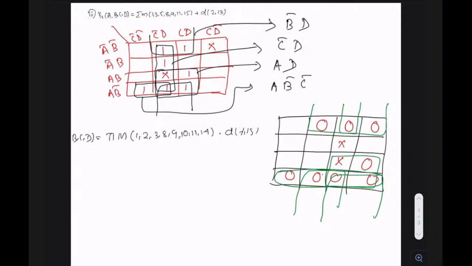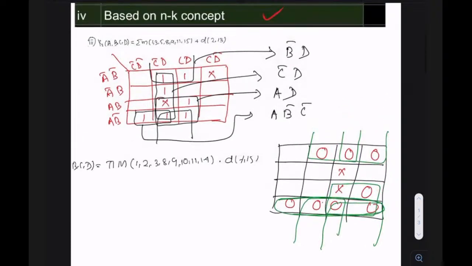So let me again highlight. This horizontal one is 1. Okay, see here I'm highlighting. This horizontal one is 1. This is one group, one quad. Then collection of this and this is 2. Collection of this and this is 3. And then this one, 4. Okay. You can write the corresponding expressions.